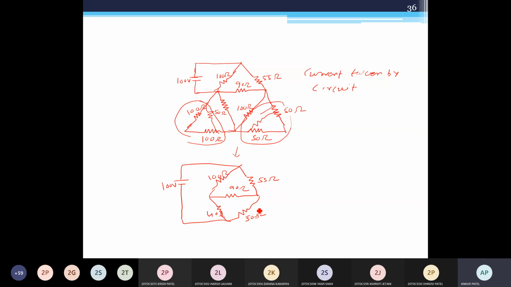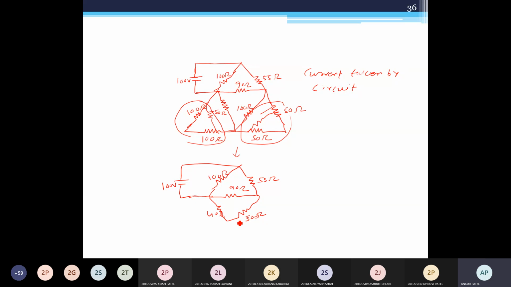Now what we will do? Anyone? 40 and 50 ohm are in series now. Okay, I made a mistake here. Wait. This connection is connected upward. This connection is given here. Otherwise, you will not get the answer.